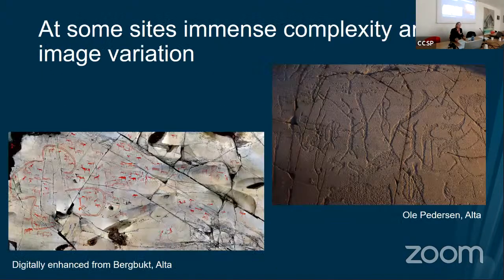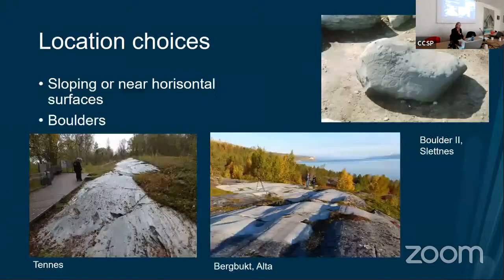What is also characteristic at some of these sites is that there is sometimes an immense complexity and variation in the images that we find here. So these are 2 examples from the UNESCO heritage sites at Alta in northern Norway, which some of you have probably heard about, where you can see many different motifs. You can see there are complex scenes, a variety of images that are presented in this mid-Holocene rock art.